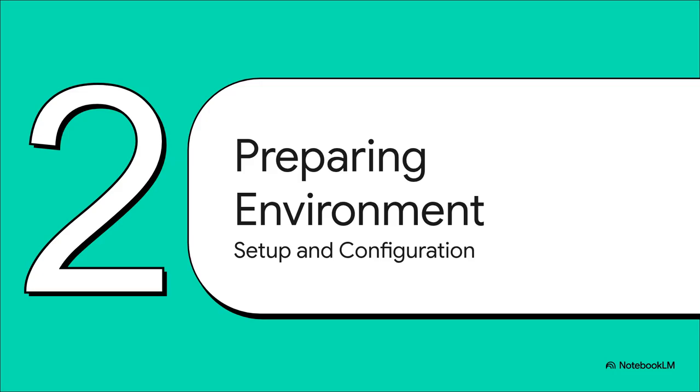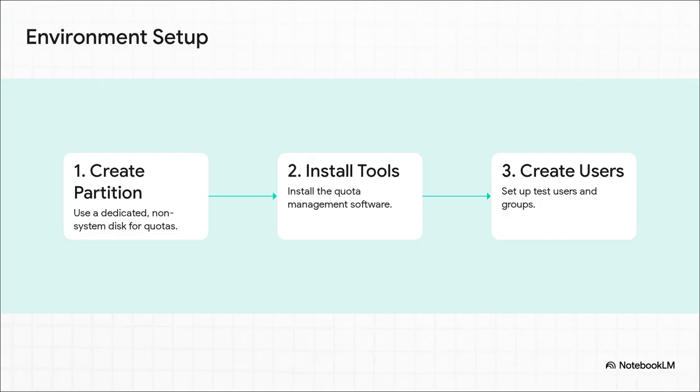All right, enough theory. Let's get our hands dirty. It's time to actually prepare our server environment to use disk quotas. Our setup is a pretty straightforward 3-step process. First, we're going to create a brand new dedicated disk partition. This is seriously the safest way to do this. Then we'll install the tools we need to manage everything. And finally, we'll whip up some test users and groups so we can actually see if our setup is working the way we expect it to.